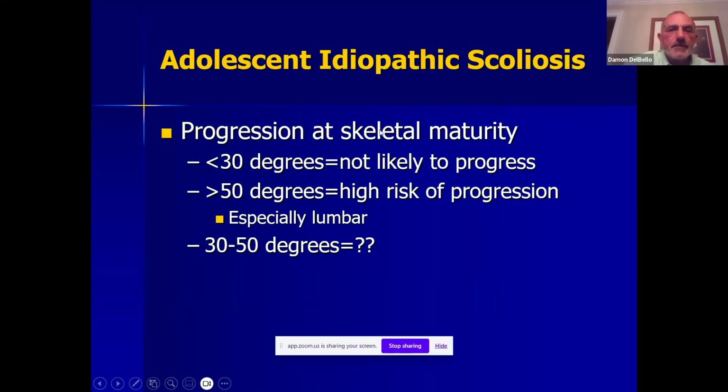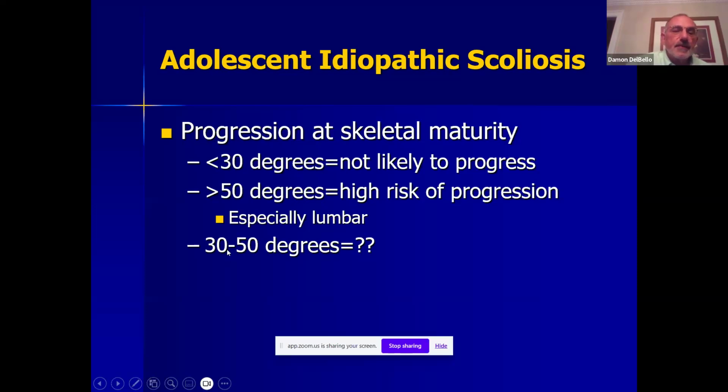So, in summary, curves less than 30 degrees at skeletal maturity are stable. This is what we're trying to achieve. Curves greater than 50 degrees are progressive curves in a high incidence. These curves need to be fixed regardless of age. Okay, if you're skeletally immature, your curve is going to progress. If you're skeletally mature with a curve of 50 degrees, you have a high chance of progression.